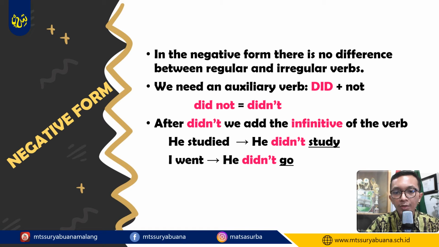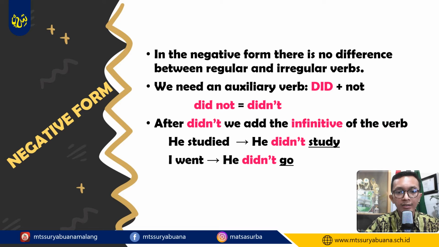After didn't, we add the infinitive of the verb. For example, if the positive sentence is he studied, and you want to make the negative form of that sentence, just write he didn't. He didn't study. Don't forget to change the verb here to the base verb or infinitive verb. Study, not studied. He didn't study.